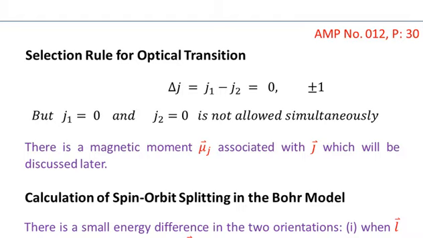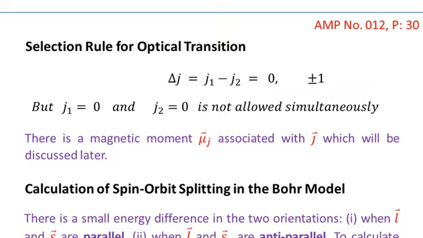Now the selection rules. Selection rules are for optical transitions. When we say optical transition, it means the radiative transitions, through which a wavelength emission occurs, and such transitions are referred to as optical transitions. So for the optical transition, the rule for delta J is that delta J should be equal to 0 or plus or minus 1.